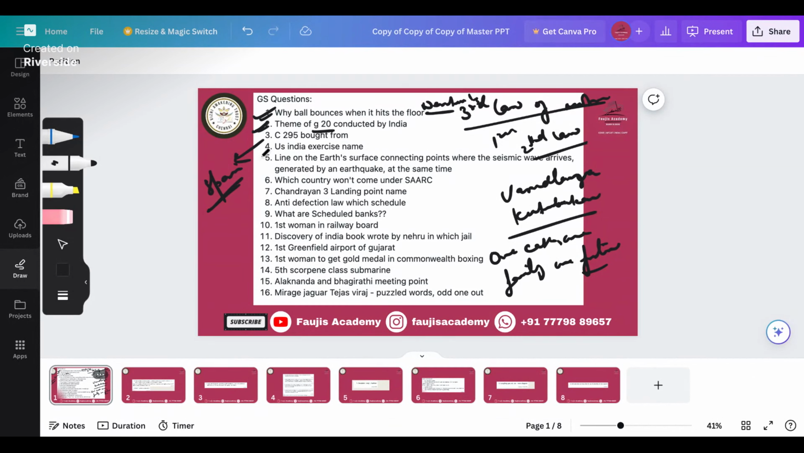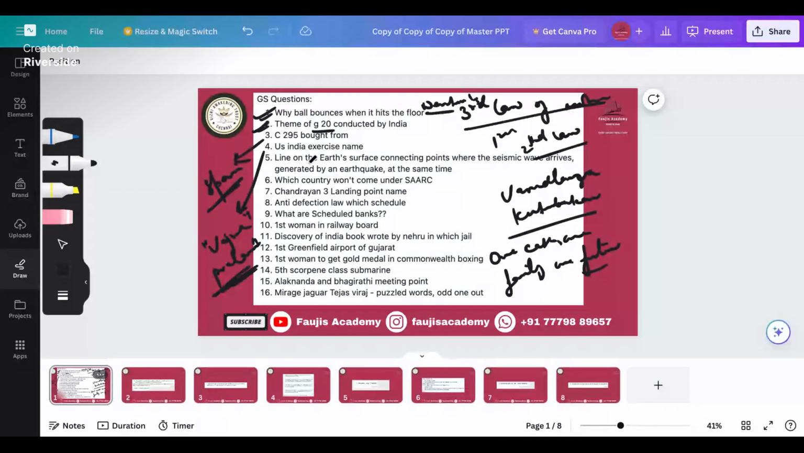The US-India exercise name is called Vajra Prahar. If you have listened to Gupteshwar sir's lecture video on military exercises, he has covered everything in much more detail. The US-India exercise name is Exercise Vajra Prahar.